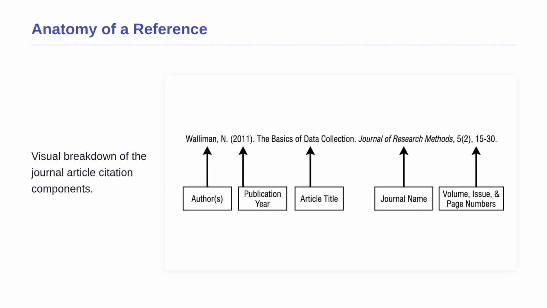To visually reinforce what we just proved, let us look at this diagram showing the anatomy of a reference. You can see our journal citation at the top. Notice the arrows pointing from the labeled boxes below. The first box highlights the author, followed by the publication year in parentheses. Next is the article title in plain text. Then we see the journal name, which acts as the container. Finally, the last box points to the volume, issue, and page numbers. This schematic perfectly illustrates how each distinct variable maps directly onto the final formatted text.